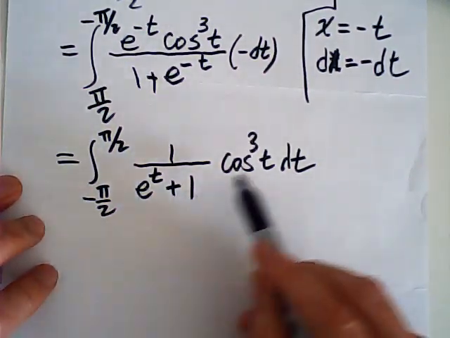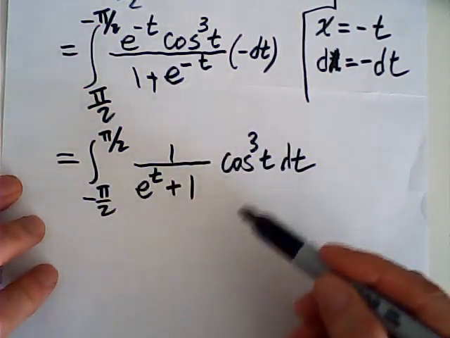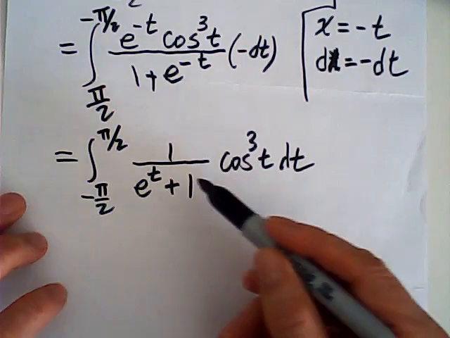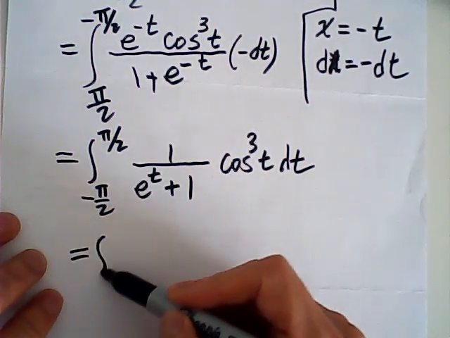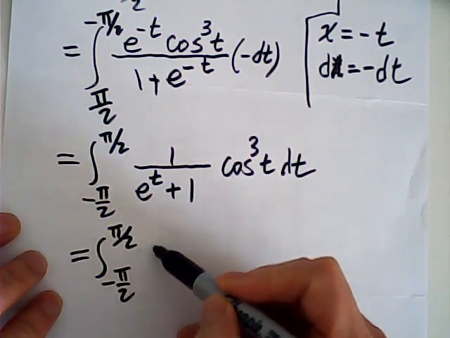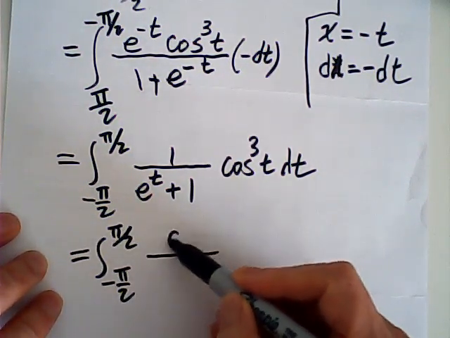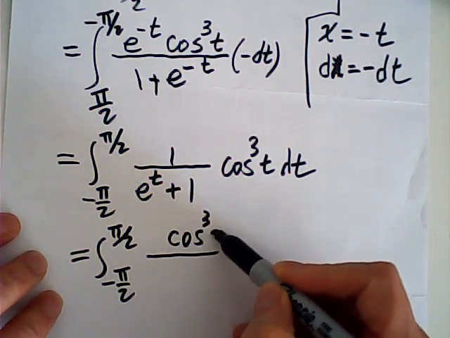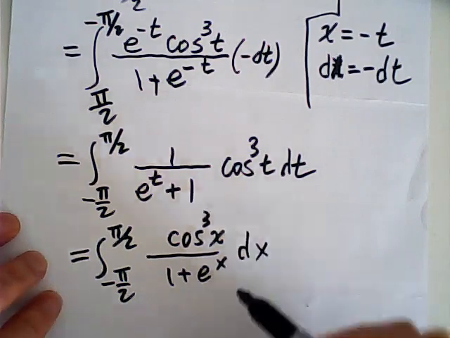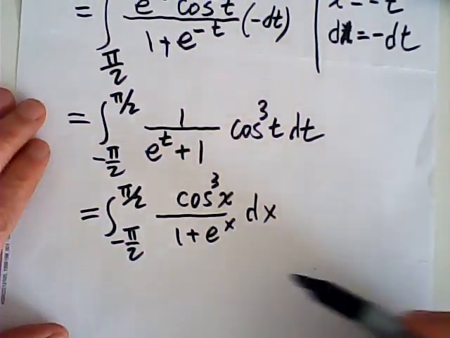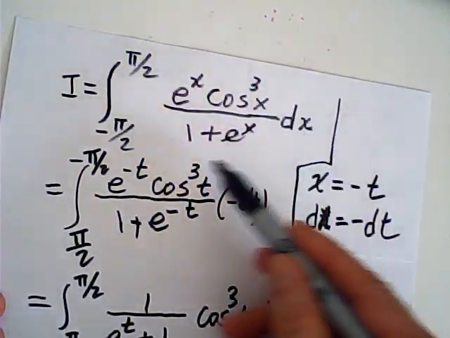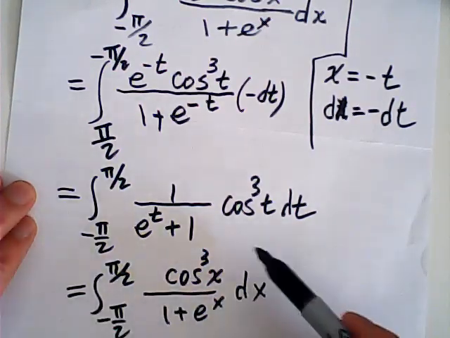Now since this is a dummy variable, we can rewrite t as x, right? So this is negative half pi to positive half pi, cosine cube x over 1 plus e to the x, dx. So these are the same. Now this is equal to I, right? I is equal to this. I is also equal to that.